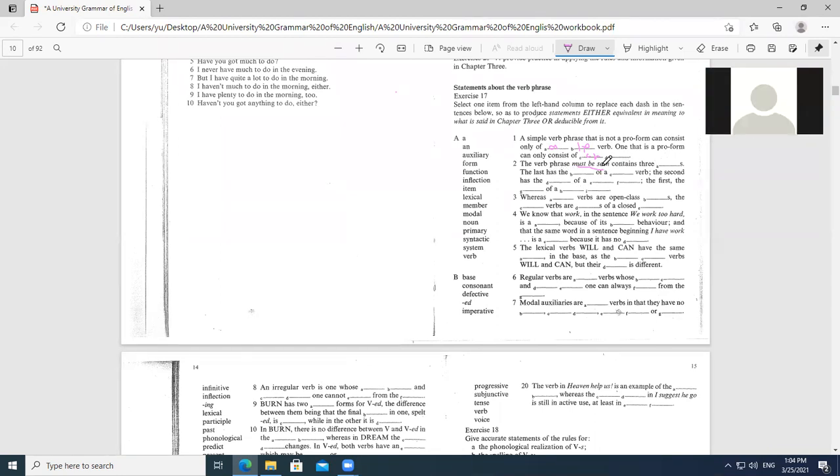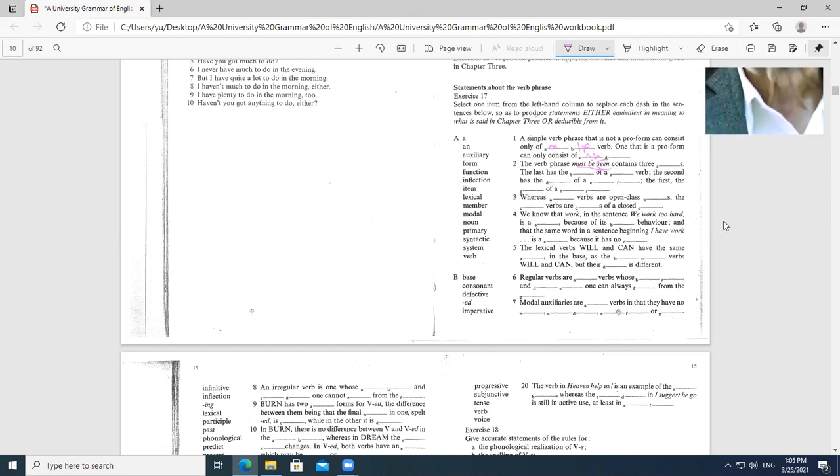The last one, seen, what can we say about it? Has it the function of a lexical verb? Seen is a lexical verb. Yes. The second has the function of a primary auxiliary. Okay? A primary auxiliary, that is the B. The first has the function of a modal auxiliary. Yes. Okay, good.